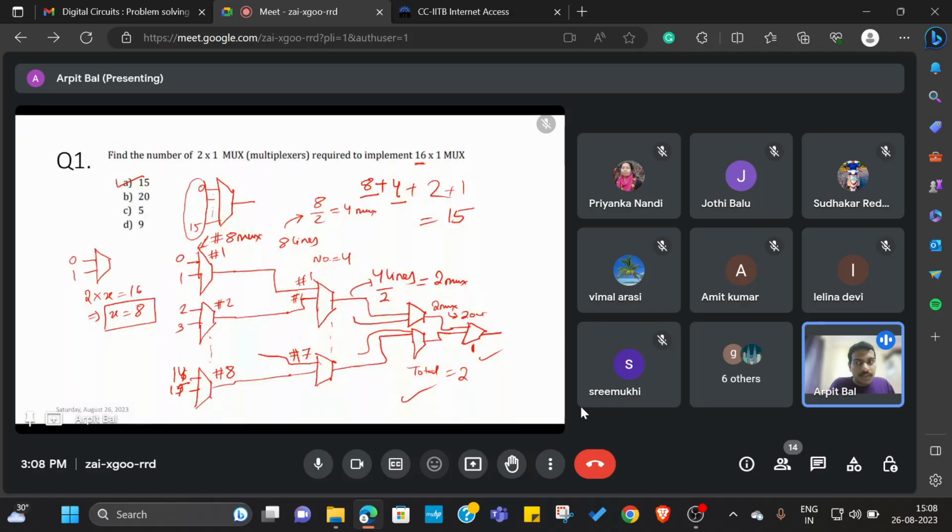Okay. Is the procedure clear? Does anyone have any doubt in this question?